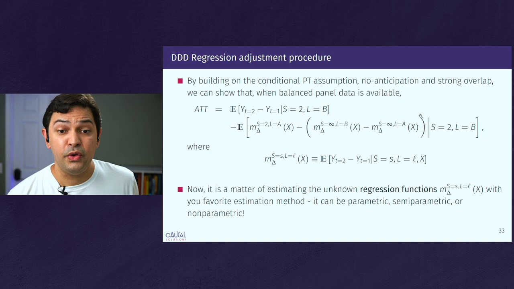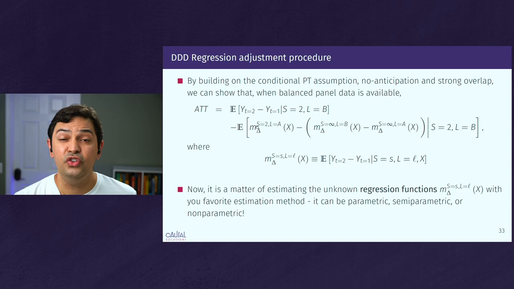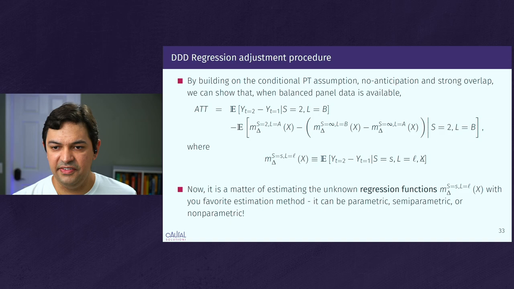And what we're going to have to do is get one regression for each of these three types. So this M function is a regression, the conditional expectation of the evolution of the outcome, so period post minus period pre, given that you belong to this particular subgroup and given a vector of values of covariates X.